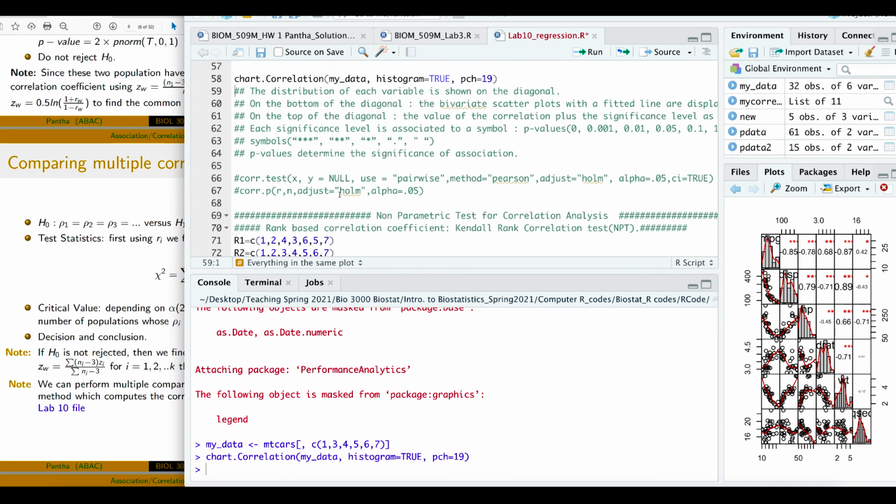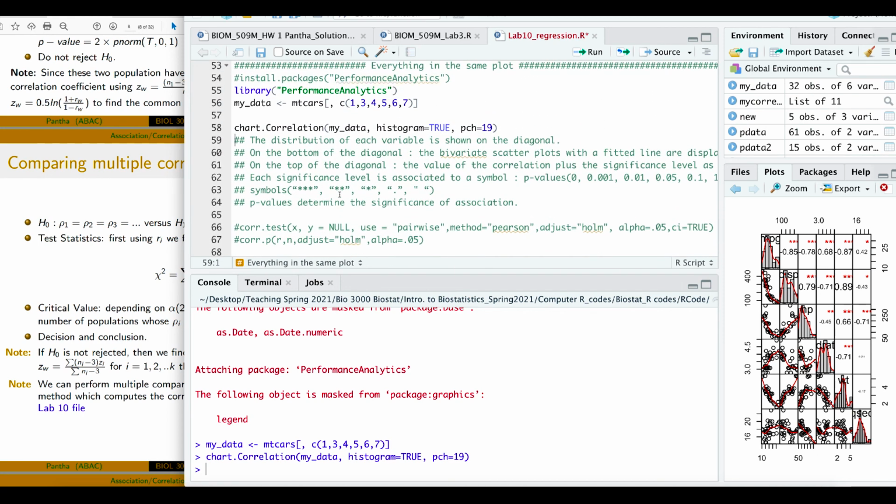So next time we will talk about the non-parametric test for the correlation coefficient.